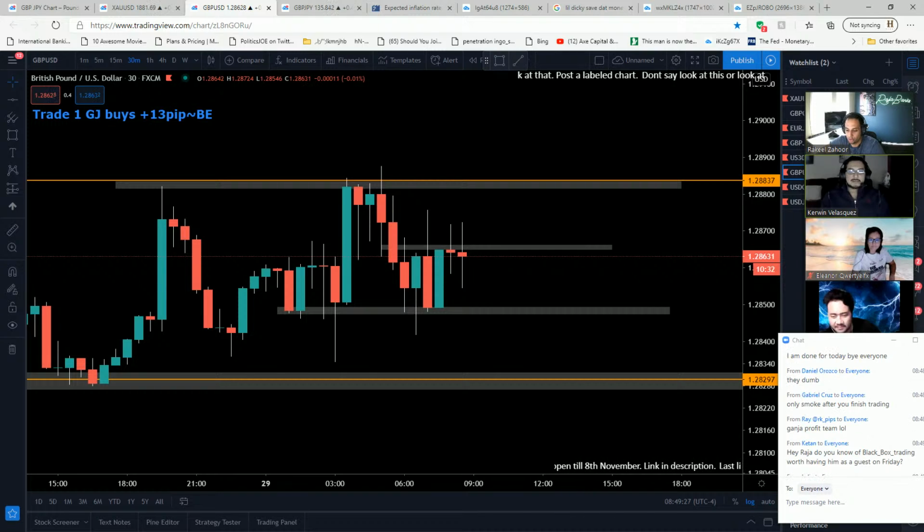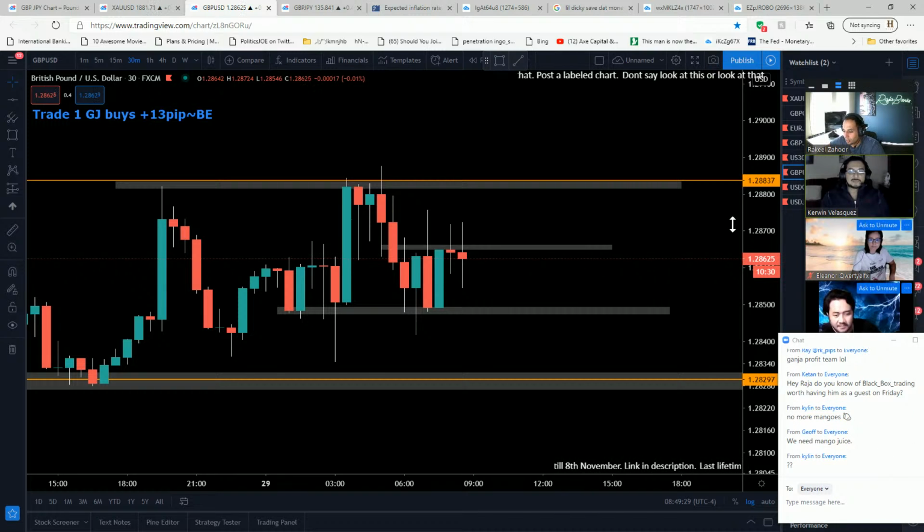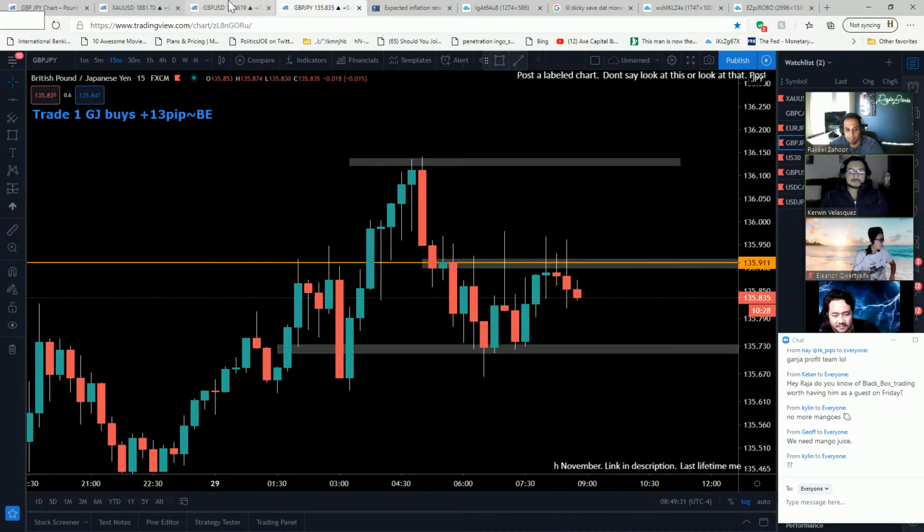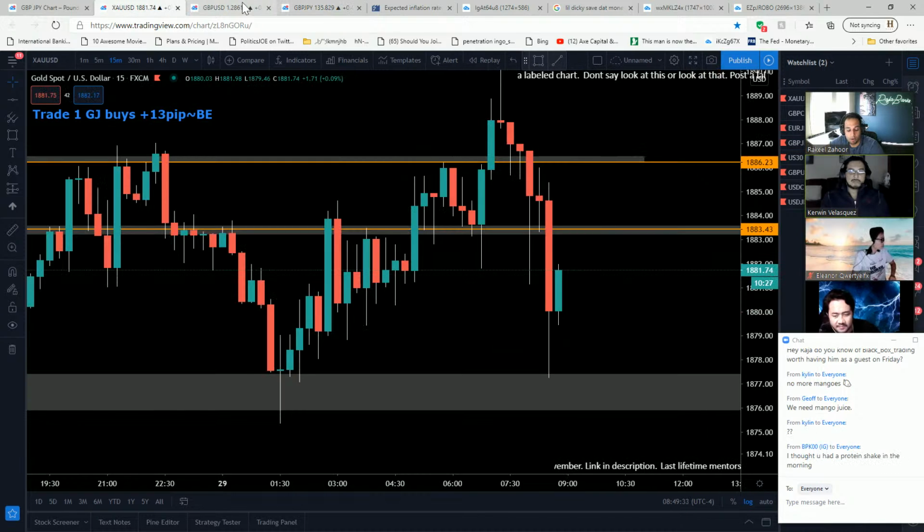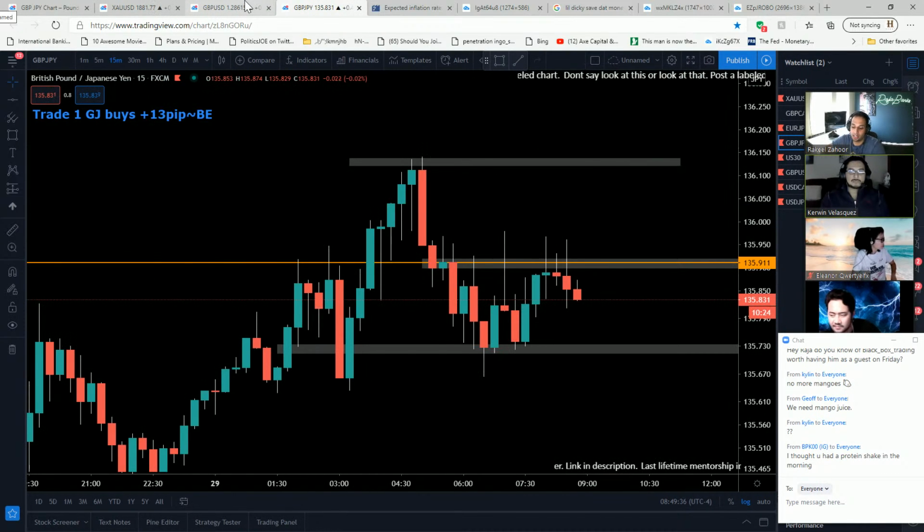No more mangoes. Mango season is done. I have to cut down on mango juice too, because I was getting a little chunky over there with all that sugar. With all that sugar, I was getting some baby fat.